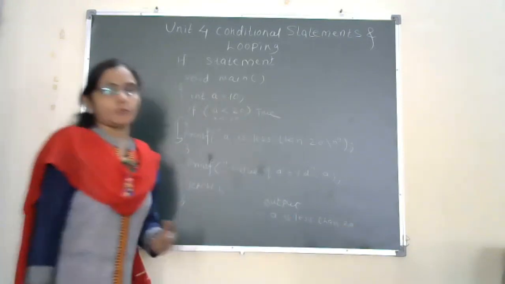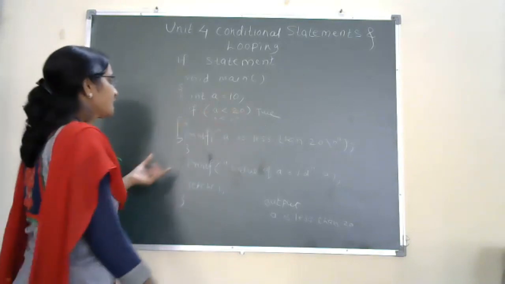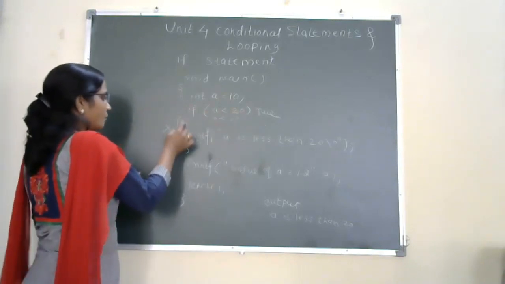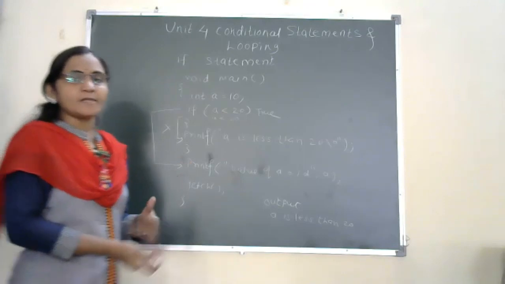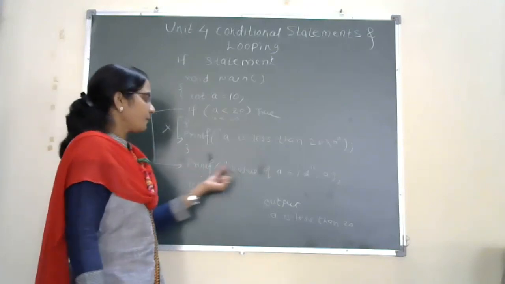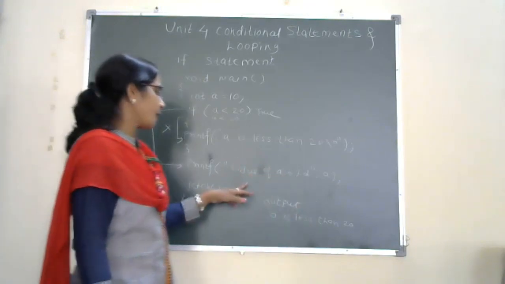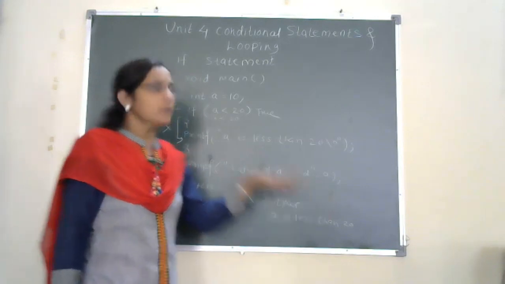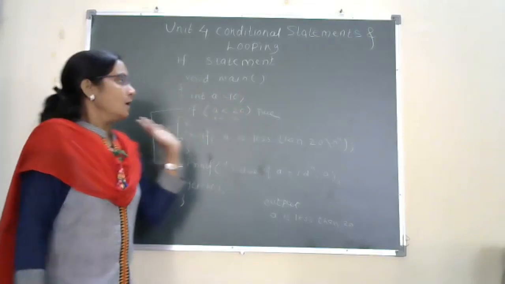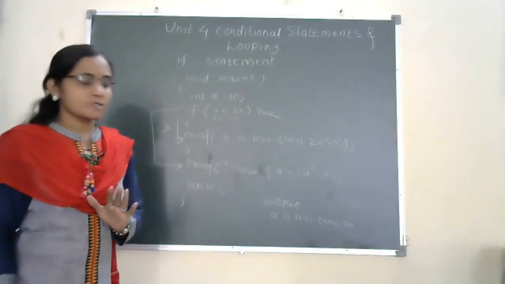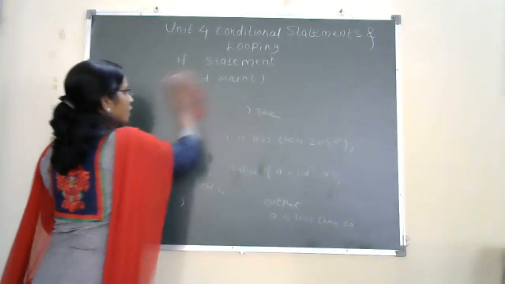Suppose the condition is not true, then what happens? If the condition is not true, then this block will be skipped and your control jumps directly to the next statement just below the if block: printf value of a equal to. So if the condition becomes false, you will get the output as value of a is equal to 10, because here I am assigning the value 10 to the variable a. Is it clear? Yes or no? Yes, ma'am.